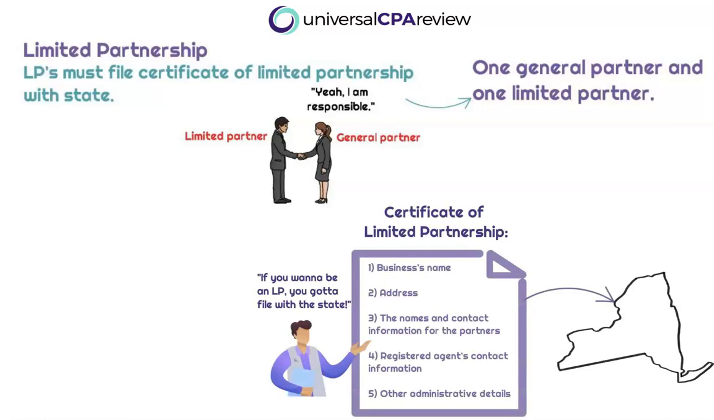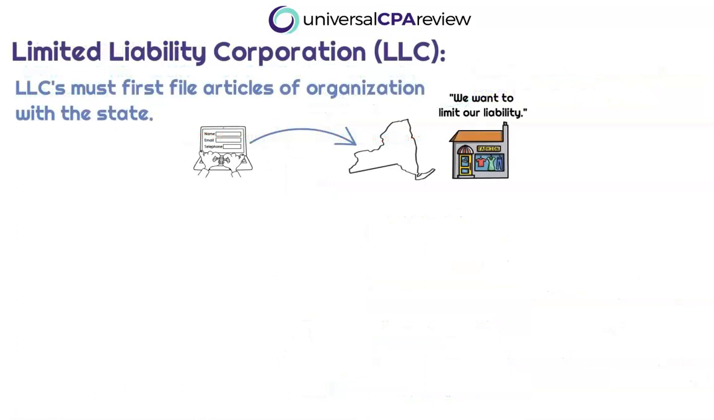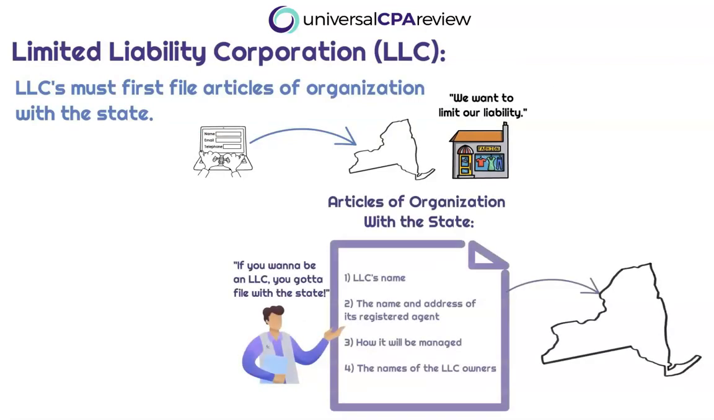The only difference here when it comes to the actual entity itself is that there's going to be one general partner and one limited partner. Limited liability corporations must also file articles of organization with the state, right? This is the formal documentation. Same concept, just a different context for the actual document.